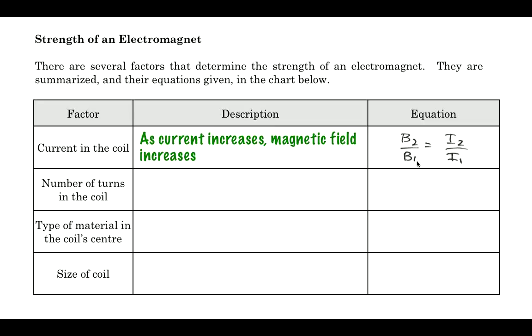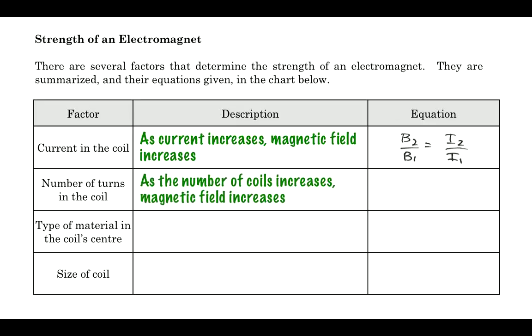This is a linear relationship: B2 over B1 equals I2 over I1. B is the symbol we use for the magnetic field. Next, the number of turns in the coil. As the number of turns or coils increases, the magnetic field increases. So B2 over B1 equals N2 over N1, where N is the number of turns or coils, whatever you want to call it.